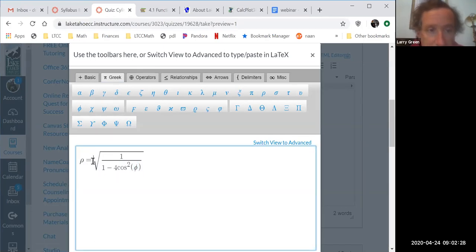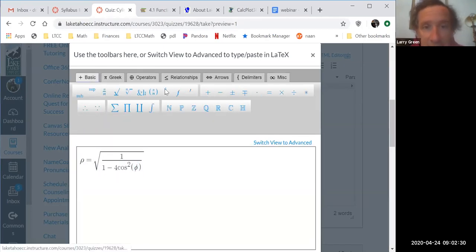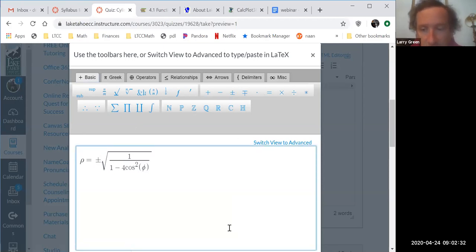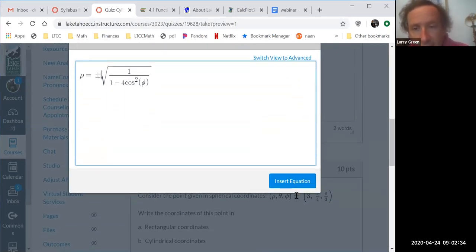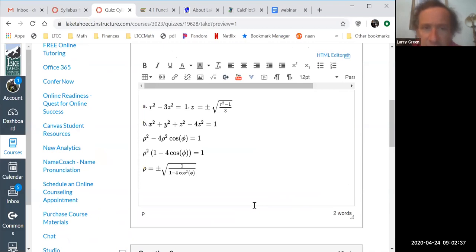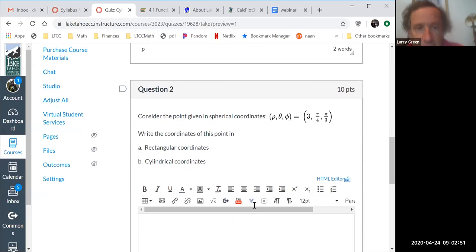And just to make it perfect, I'll also throw a plus or minus in, since we took a square root of both sides. Any questions at all on question number 1? A little bit messy, but not tricky or anything. It's just messy. Okay, let's take a look at question 2.